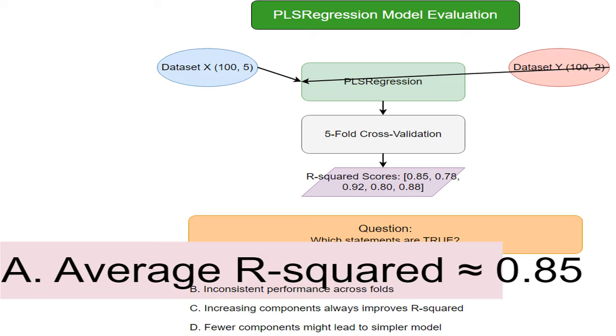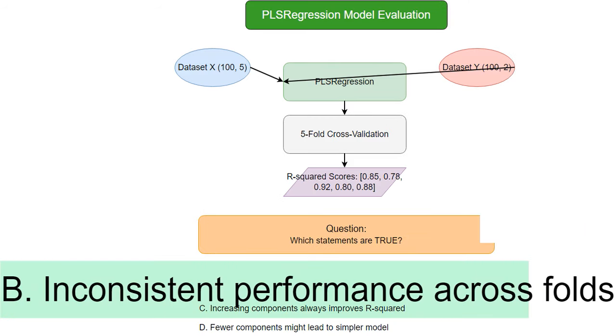This statement checks if you can calculate the average R-squared. To do this, I add up all the R-squared values and divide by the number of folds, 5. It's a simple average. This statement asks if the R-squared values show significant variation between the folds. Look at the range of scores. Does it indicate inconsistency or stability?